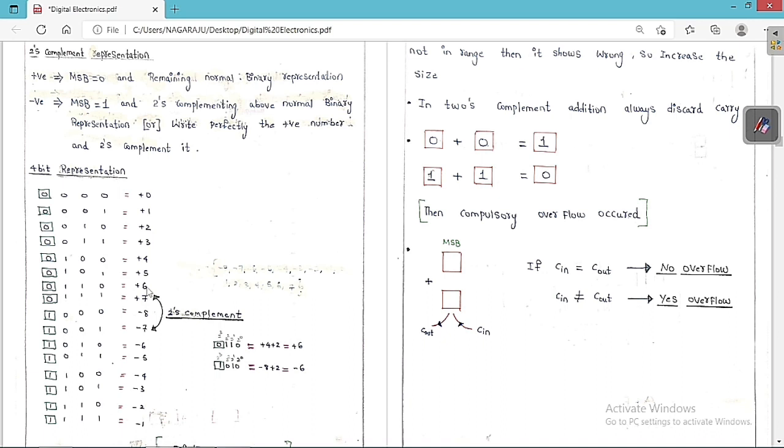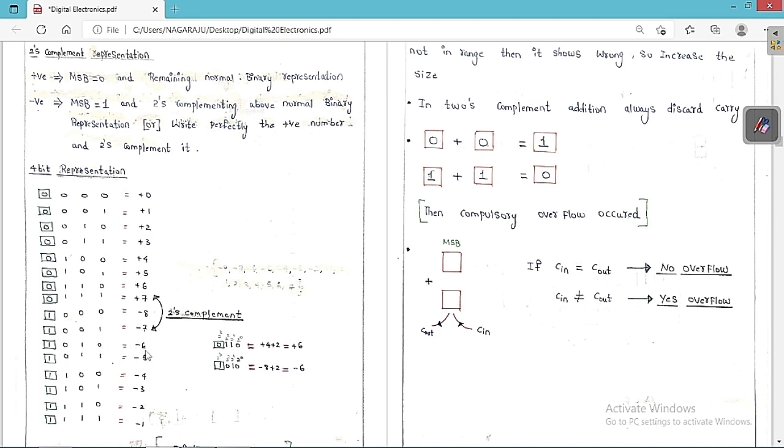Suppose if you want minus 6, then what you have to do, just do the 2's complement of this number. In 2's complement, you must not do anything up to the first 1. So this is 0, this is 1. So this is the first 1. After this, you have to do the complement. So this is 0 and 1. So 1010 is minus 6. So you can see 1010 is the minus 6.